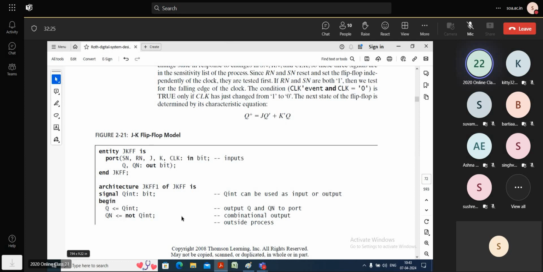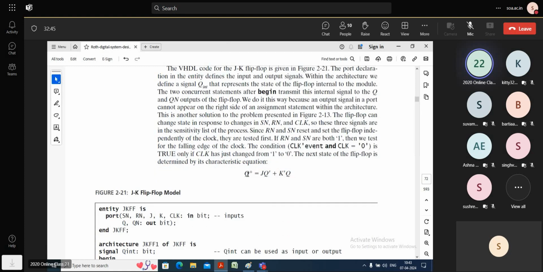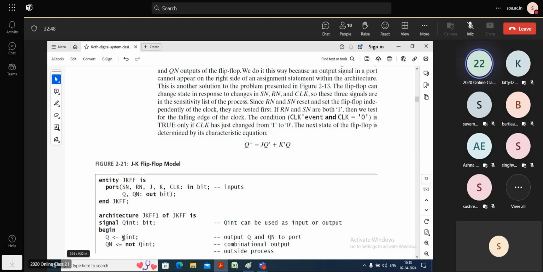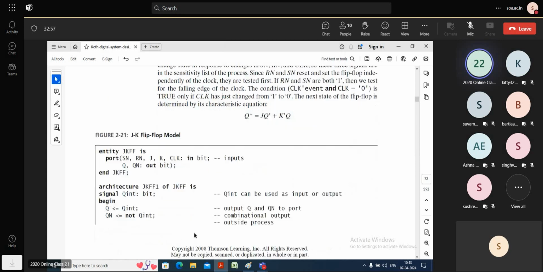Here you can see that now you have written q equal to qint and qn equal to not qint. This is the signal assignment operator. This is the output q and this is the output qn. So q equal to qint, whatever the q internal is, and as you know, qn is the complement of q, so that's why qn equal to not qint. So this is the output q and qn to port.